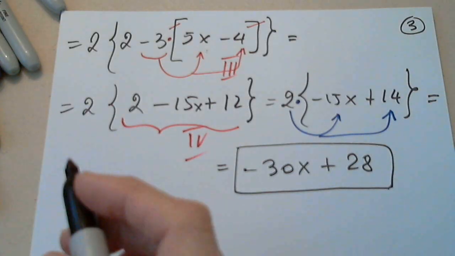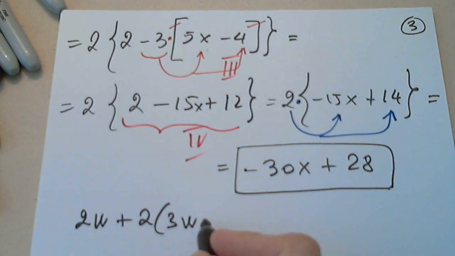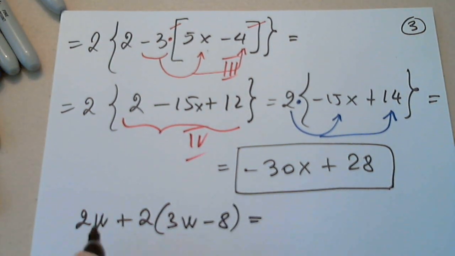So this is 2W plus 2 times 3W minus 8. And then they're asking us to calculate the final answer when W is 6.